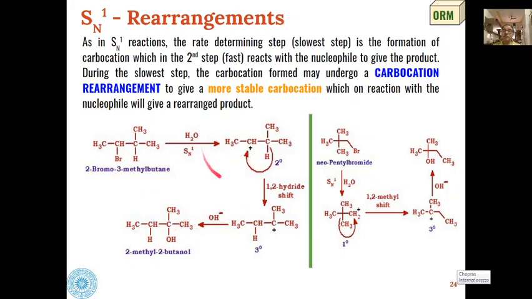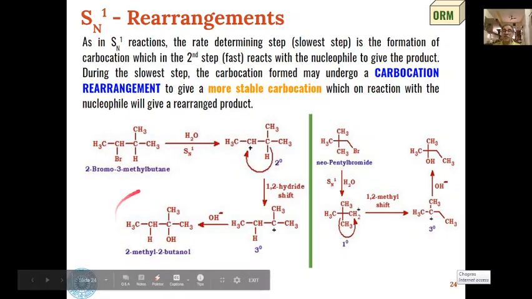So the nucleophile is not getting attached to the same carbon to which the halogen was attached, but we are getting an abnormal product or rearranged product. So such a reaction is called carbocation rearrangement.